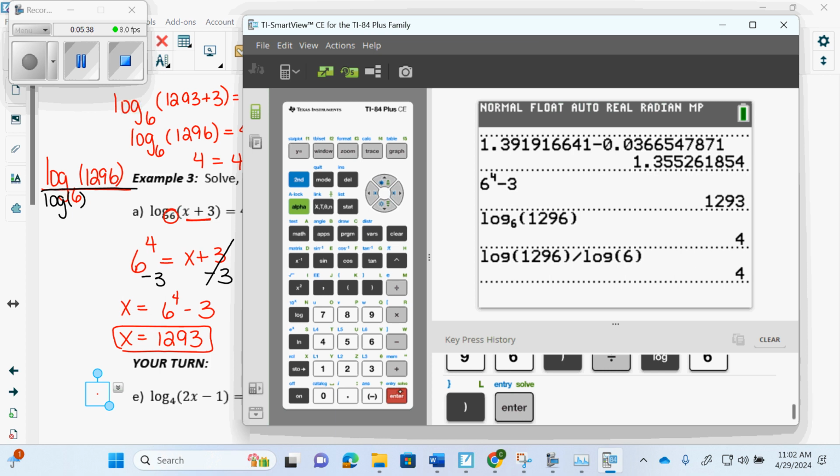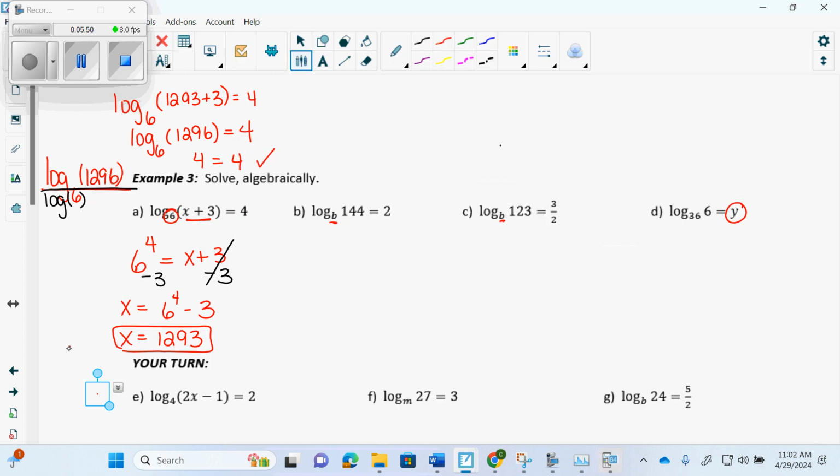So, if you have the TI-83s, you have to type it this way. You always divide by log of the base, right? Whatever's on the bottom. Okay, try another one. So I know I'm right. Left side equals right side. Cool, great, awesome.